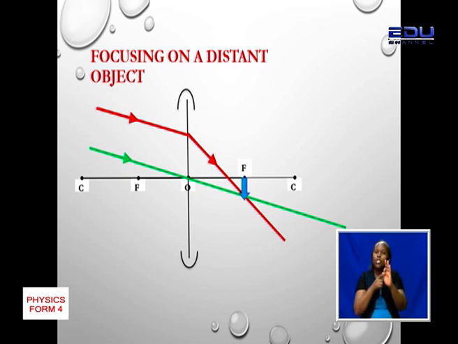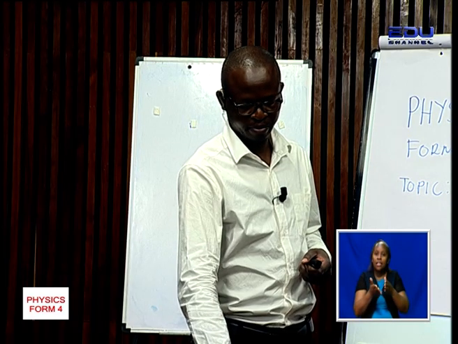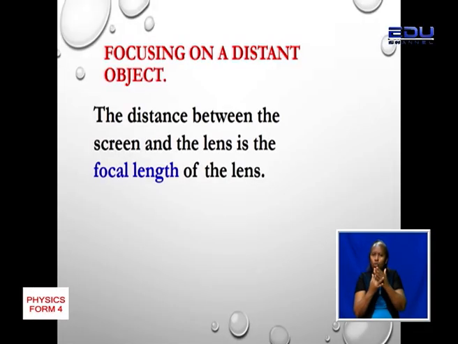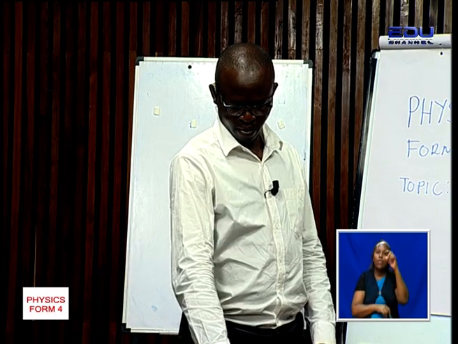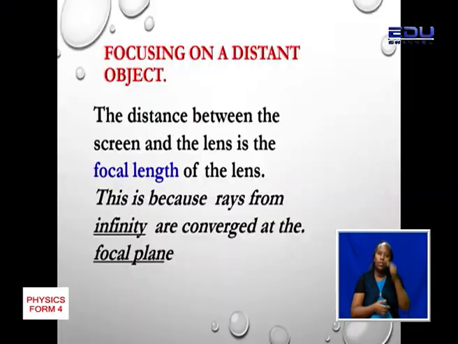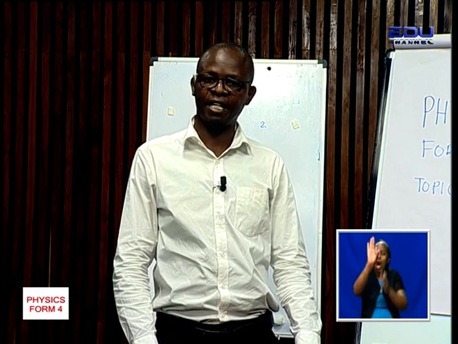from F to the optical center is our focal length. So the distance between the screen and the lens is the focal length of the lens. And this is because rays from infinity are converged at the focal plane. Remember, the focal plane is a plane which contains the focal point.